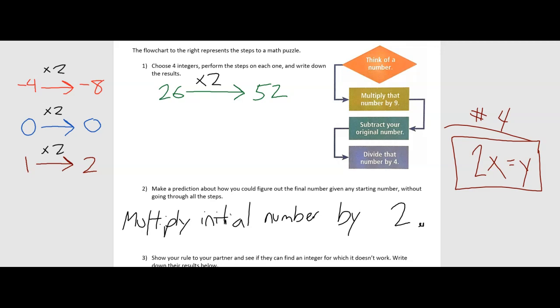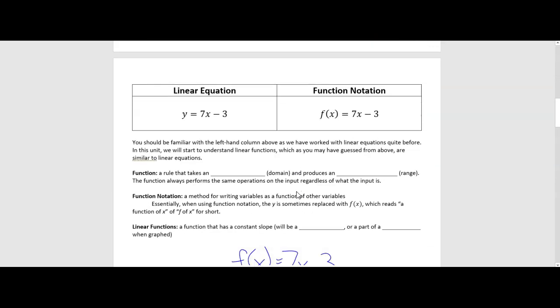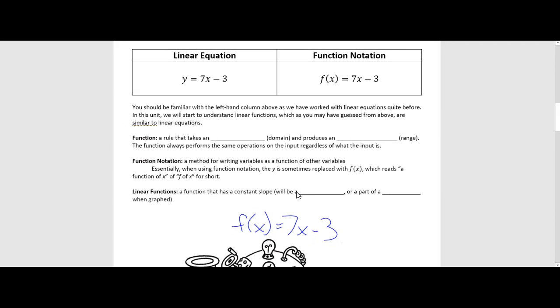We've worked with equations like 2x equals y before, but this would be considered a function as well. So let's move on. Let's talk a little bit more about these things called functions. Just like we said, we have linear equations that we discussed last unit, where we have y equals something. That linear equation, we could think about what form that's in. Hopefully we could identify that as being slope-intercept form. And then we also have something called function notation.